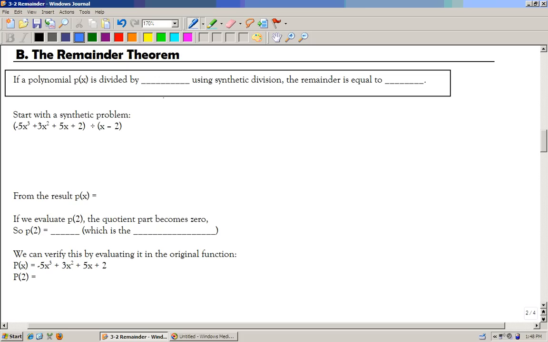Okay, we're going to talk about the remainder theorem today. If a polynomial p of x is divided by x minus c using synthetic division, the remainder is equal to the polynomial evaluated at c. So let's do a problem with synthetic division.